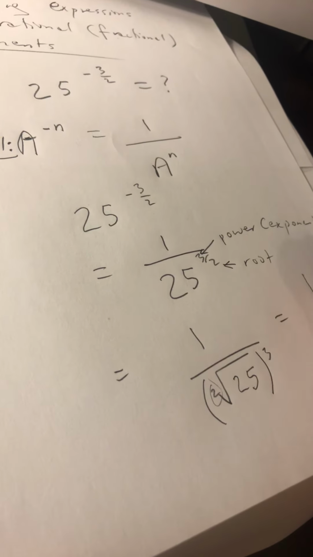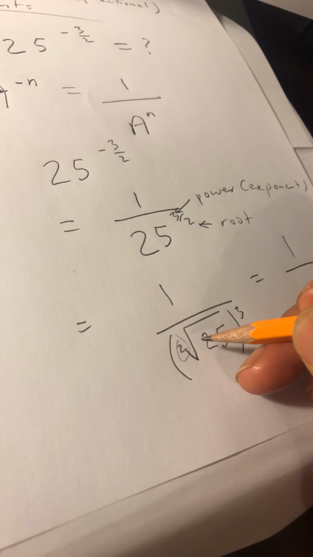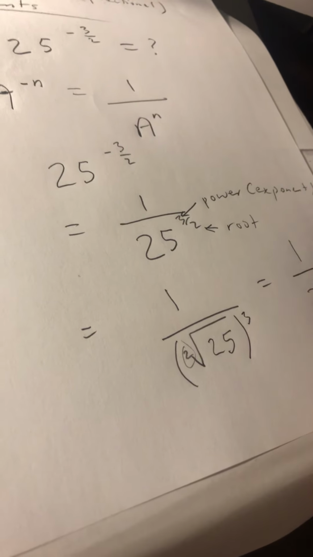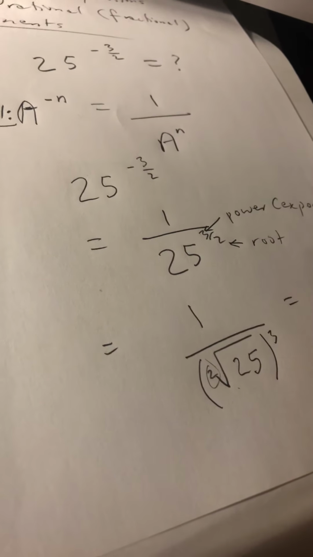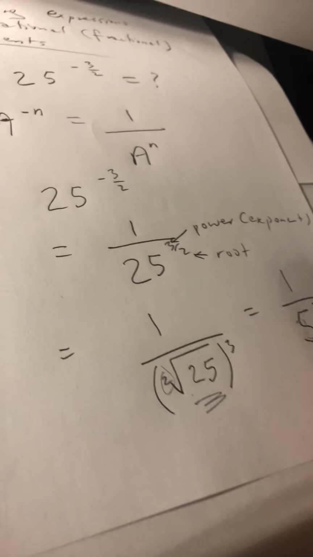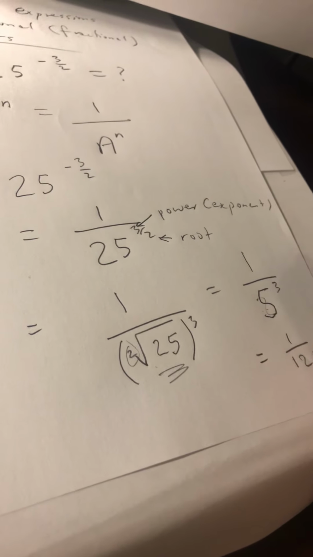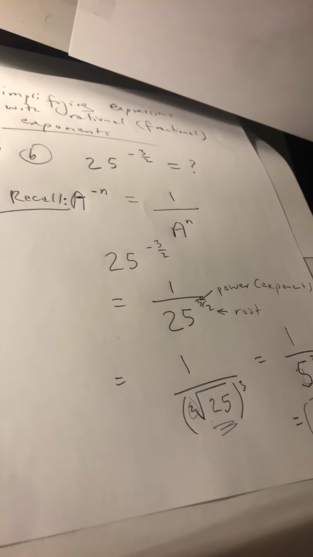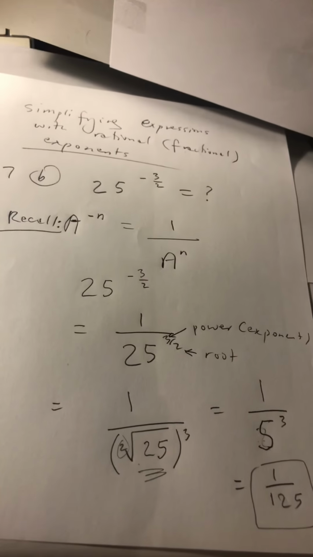So that's just 1 over, what's the square root of 25? The square root of 25, again, this invisible 2 here, I put it there anyway. The square root of 25 is just going to be 5. I'm saying 5, but I'm writing 2. It's actually 5. Square root of 25 is 5 raised to the 3rd power. So then the answer comes out to be 1 over 125. Please watch this video again to have it make more sense to you.